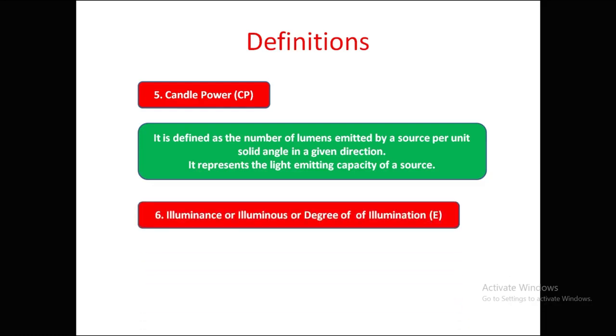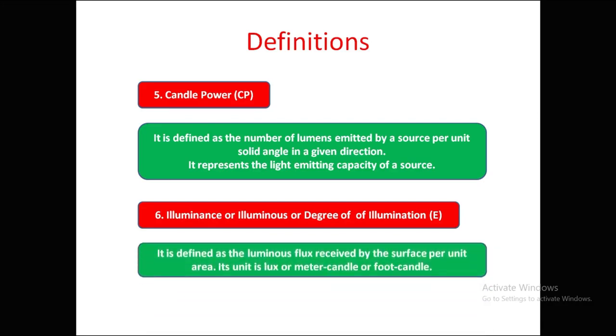Next, the next thing is illuminance or degree of illumination. So it is represented as capital E. This is also a very important definition. It is defined as the luminous flux received by the surface per unit area. Its unit is lux or meter candle or foot candle. This is the equation. Illumination or degree of illumination or illuminance, capital E is equal to luminous flux phi divided by area A.